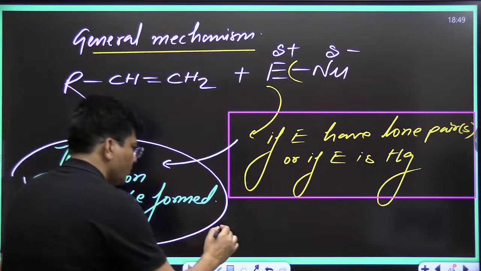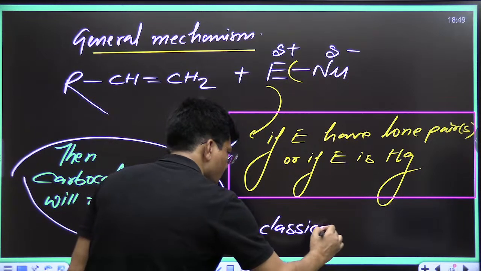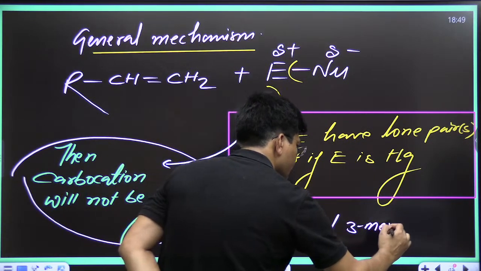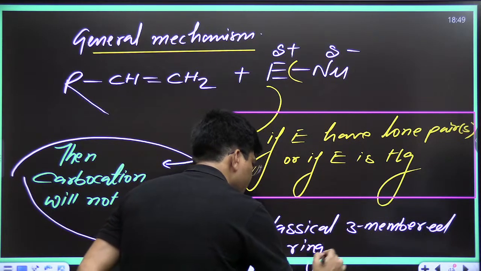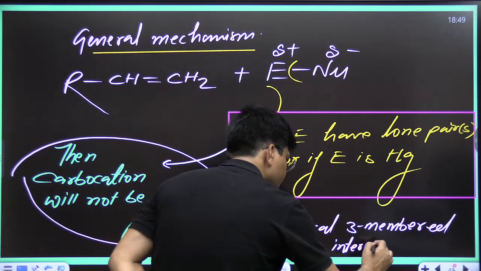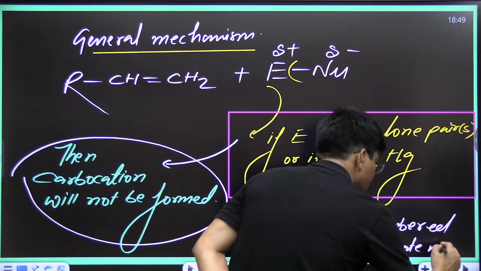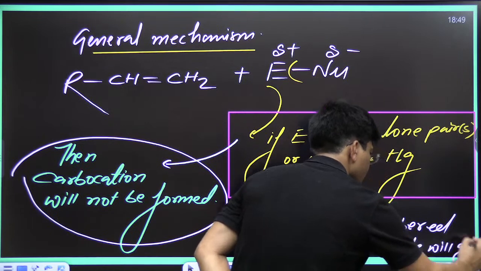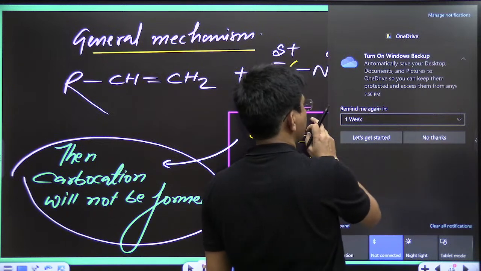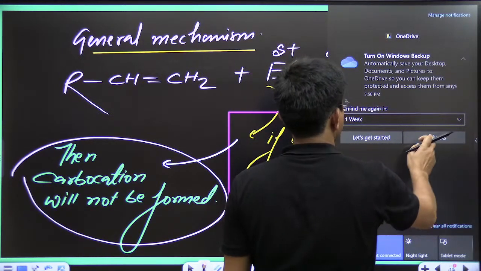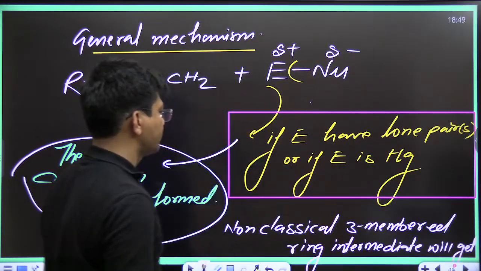In this case, a non-classical three-membered ring intermediate will get formed. Ring intermediate will get formed. Now in this case, my dear students, the ring intermediate is getting formed.